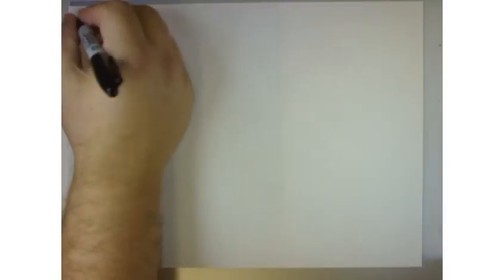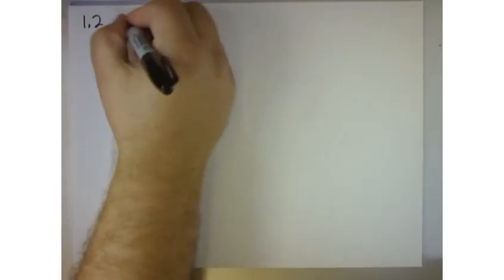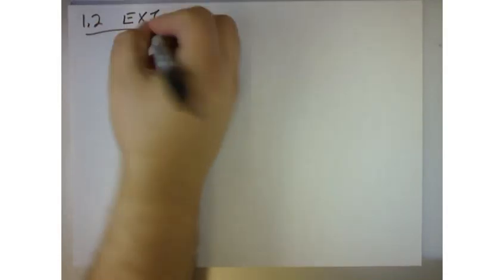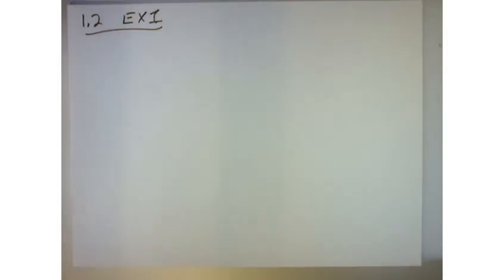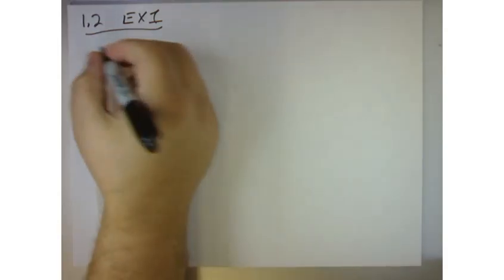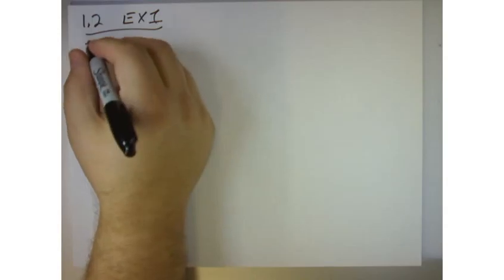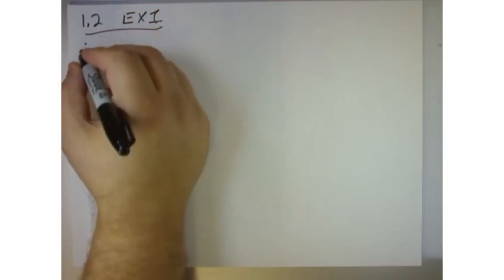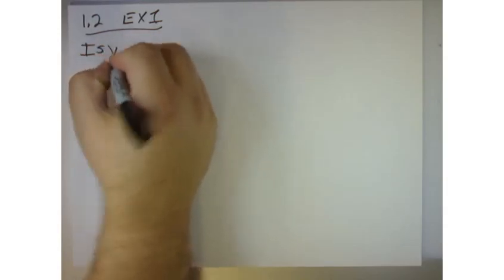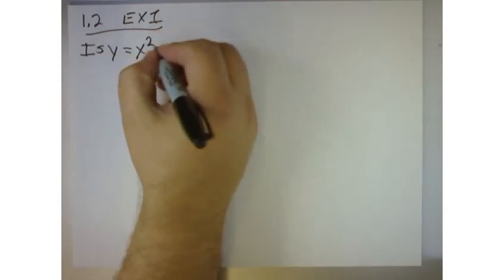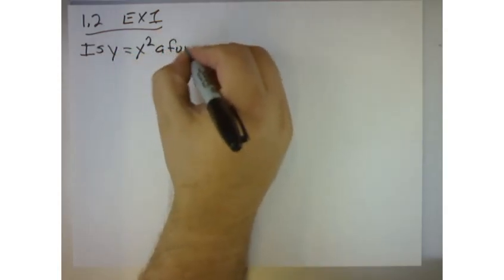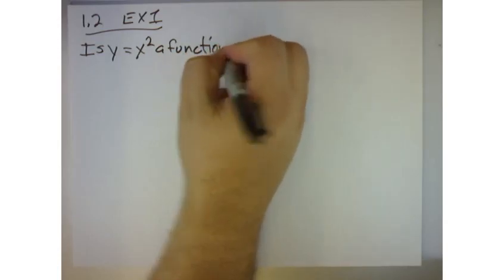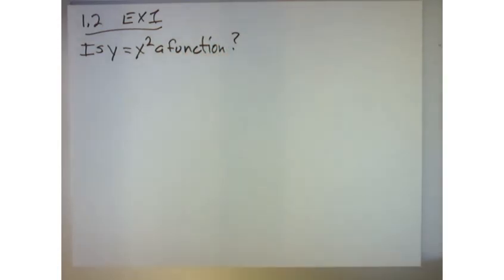Number 1 from 1.2, example number 1. What we're going to talk about, and before I do example number 1, it says define a function. So what it wants us to do is that it asks the question, is y equals x squared a function? All right, so in order to answer that question, what do we need to know?